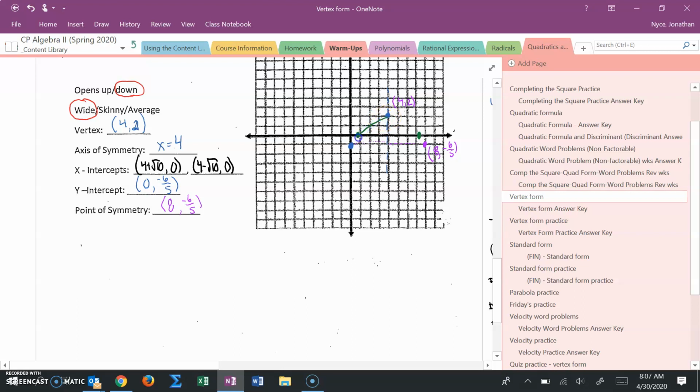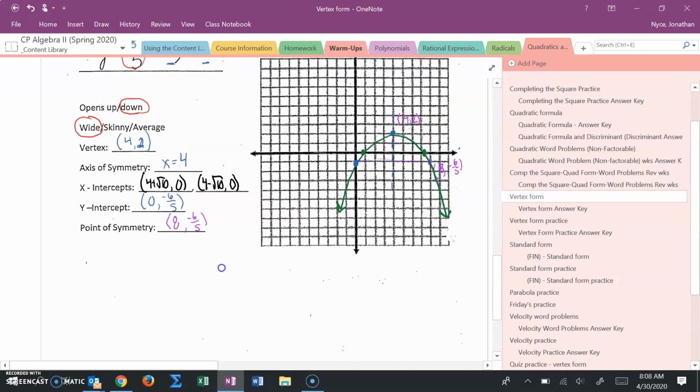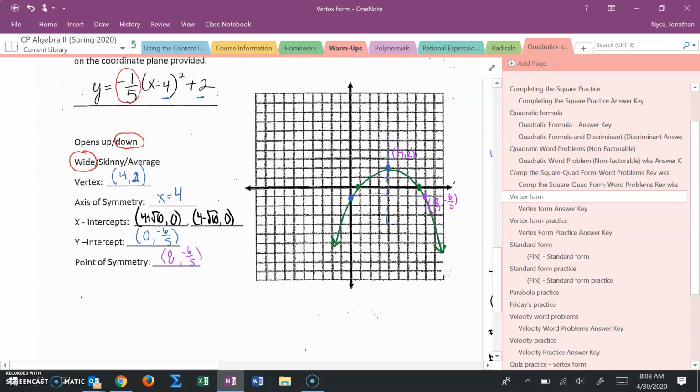Once we have those points, connect them with a U-shaped curve, and we have our parabola. So again, most of this, and this will always be given to you: opening up or down, wide, skinny, or average, vertex, axis of symmetry, y-intercept, symmetry point, x-intercepts. You don't have to remember what to find, but you do have to know how to find them.